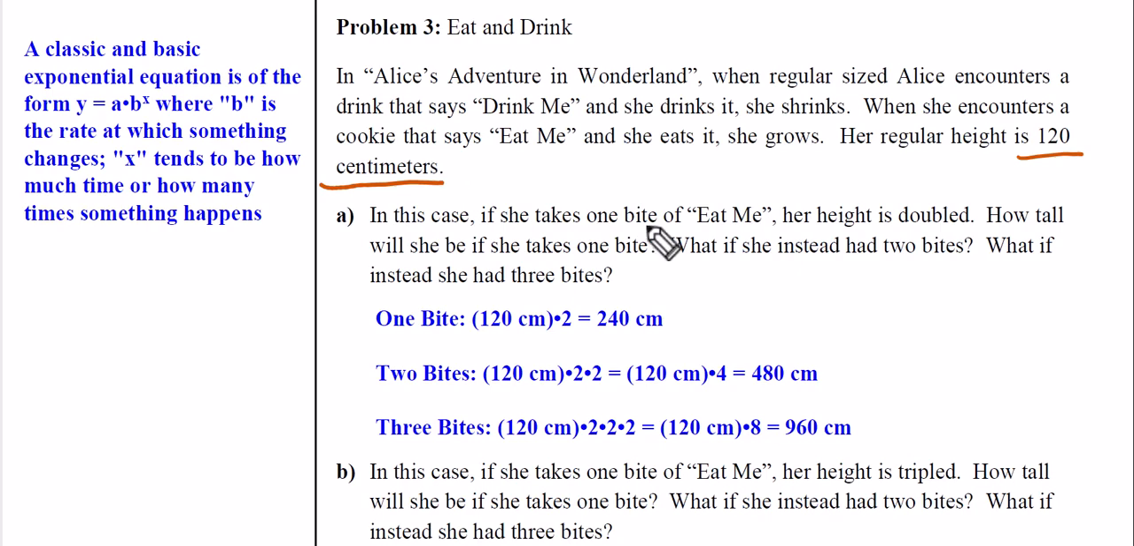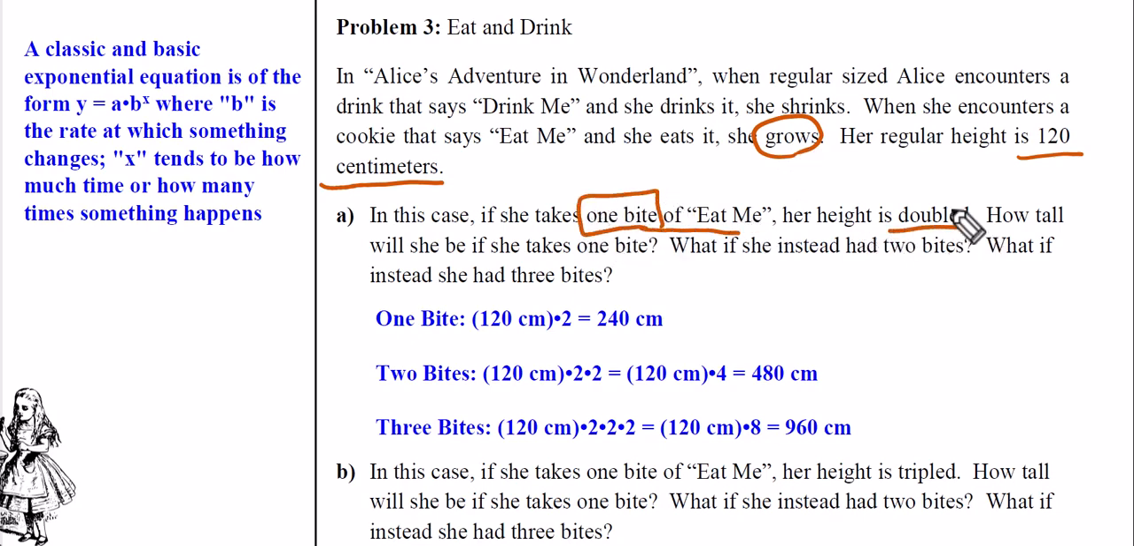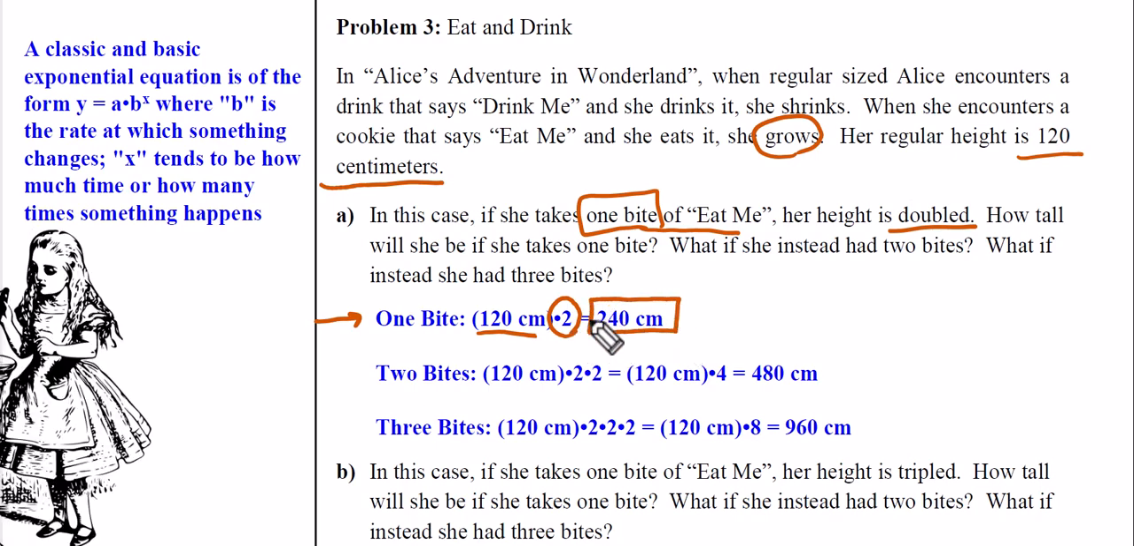So let's start off with the first case of eat me. If she eats something, she ends up growing. And every time she takes one bite from an eat me, her height is doubled. So it's not like we're going to add 2 more centimeters. We're actually doubling her height. So here's one bite. She's originally 120 centimeters, but if she takes one bite, that's double. So one bite means I'm going to multiply her original height by 2. And that gives me 240 centimeters. Simple enough. That makes sense, right? You just double your height.